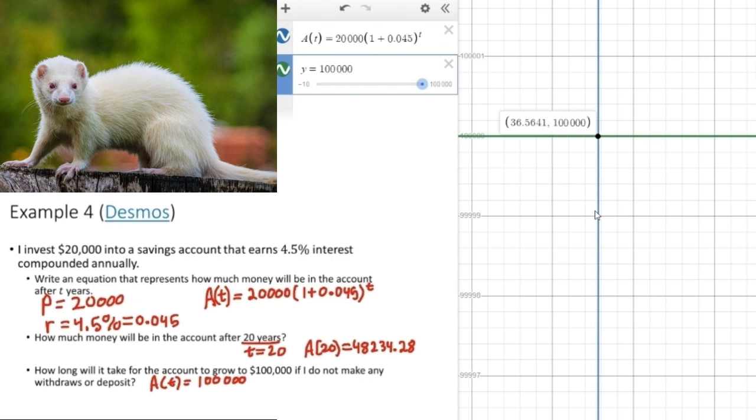Since they're asking for when, and the first component of these ordered pairs would be time, the solution to this equation would be T equals 36.6 years. So after 36.6 years, I'll have $100,000 in my account.